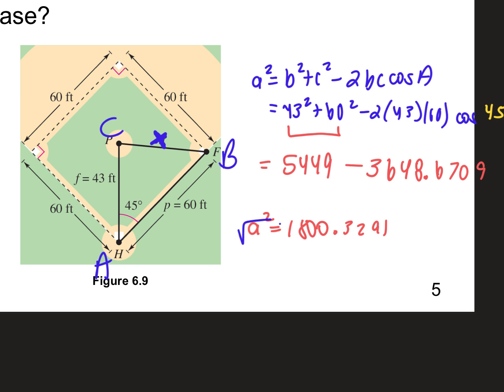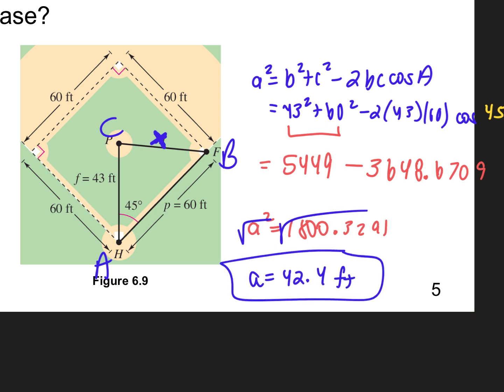So you take the square root of both sides, and about how far is the pitcher's mound from first base? About 42.4 feet. All right, that makes a little more sense, yeah? You always want to check your answers, especially with word problems, and make sure that they make mathematical sense.